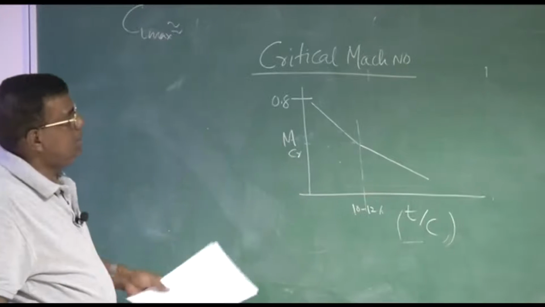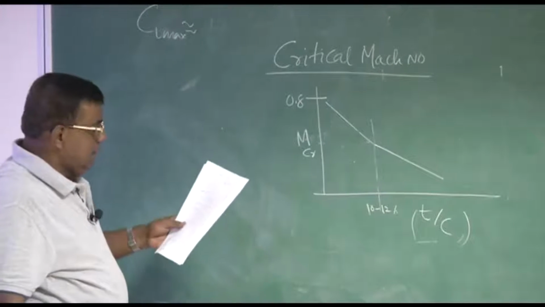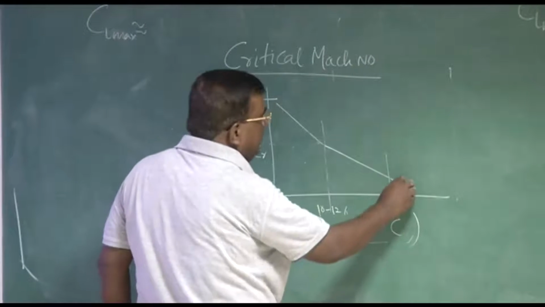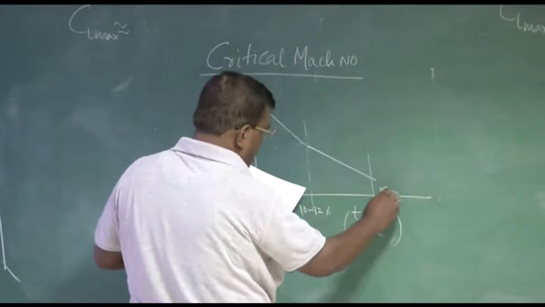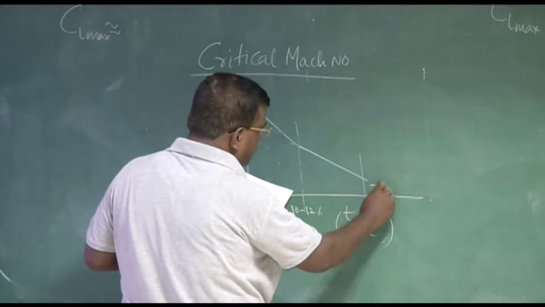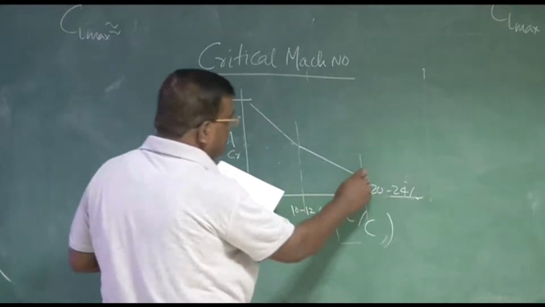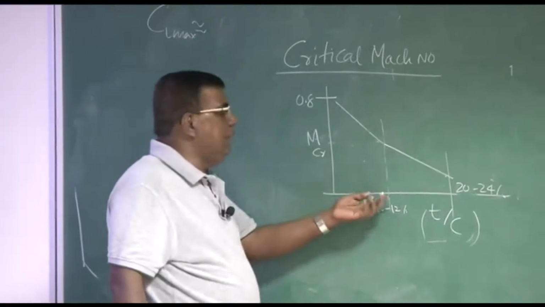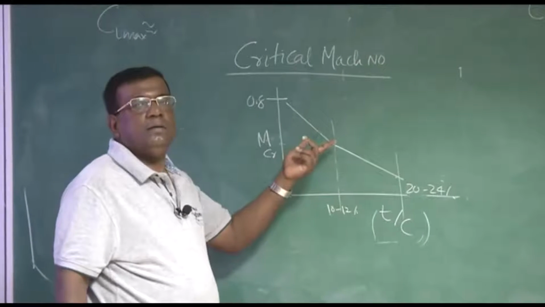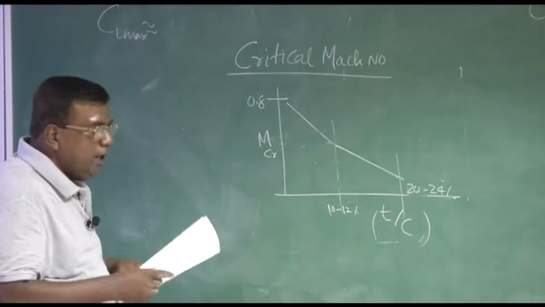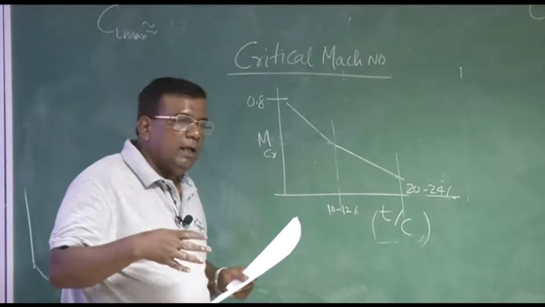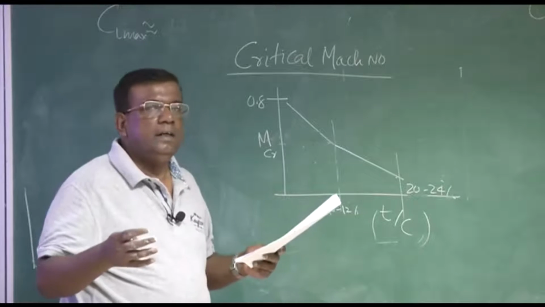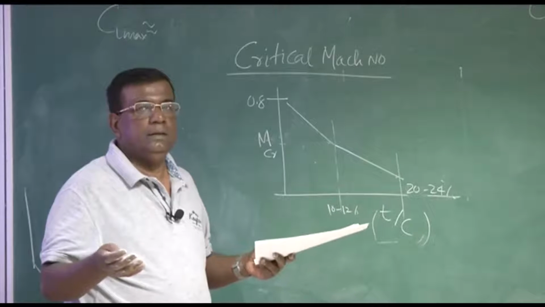Typically M critical changes with T by C. This sort of a variation you will find, and this may be around 20 to 24% T by C. There is a large drop in critical Mach number as you are going beyond 10 to 12% T by C. That is very important, right? So when you are trying to go for a high subsonic airplane, and if for some reason you want to go for a higher T by C, you know what sort of penalty you're going to pay, right?